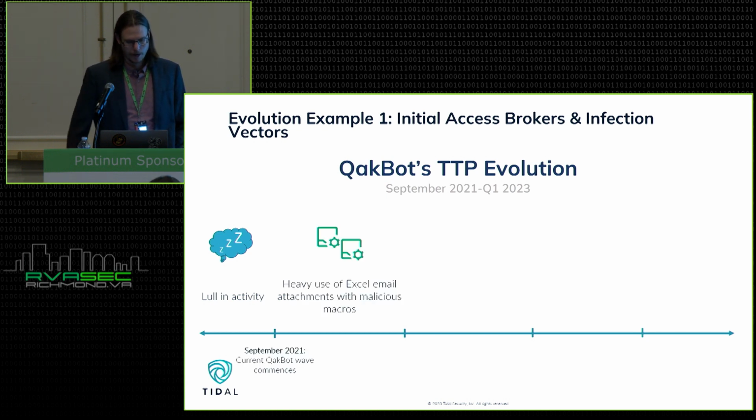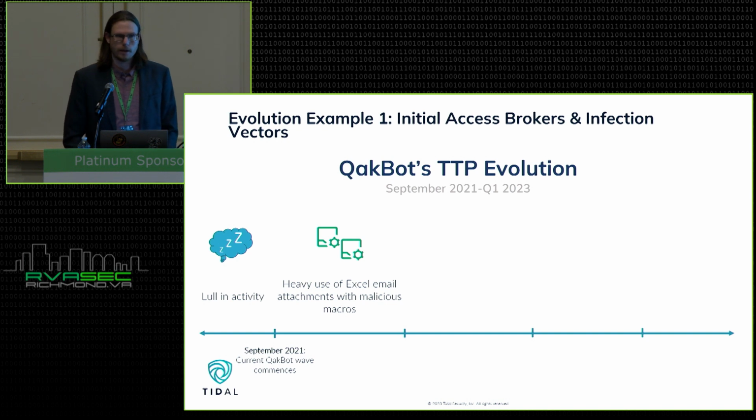What I want to highlight in the graphic is going back now, over a year and a half, to September 2021, which is when the current and continuing wave of Cacbot infections really picked back up. This malware is known for oftentimes going into lengthy periods of inactivity. But in September 2021, we saw an uptick of Cacbot infections once again. The way that those were typically being carried out is heavy use of Excel email attachments with malicious macros built in. I think probably a lot of folks have at least heard about that macro-based attack vector, which was really common when we saw this attack wave pick back up.